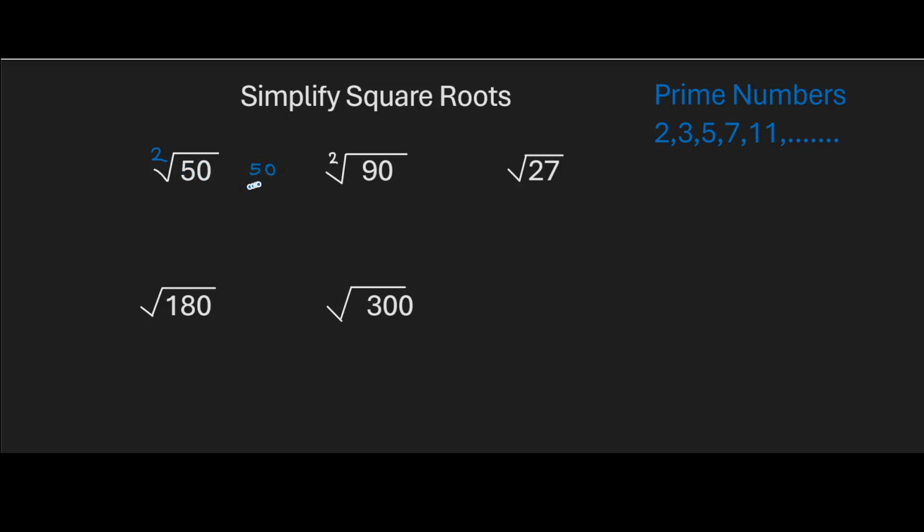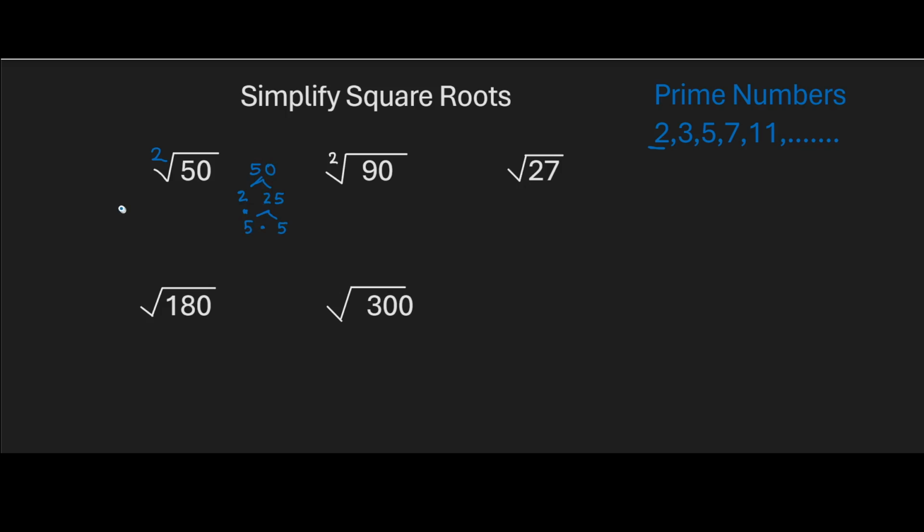So that means I'm gonna rewrite 50 and I'm gonna divide this by 2. I always like to start with the smallest number. Divided by 2, the answer should be 25. Now, I'm not gonna be able to divide by 2, but I can divide by 5, and the answer should be 5. The answer should be all these prime numbers. 5 times 5, you get 25, times 2, the answer is 50. And you can see the 5 squared.